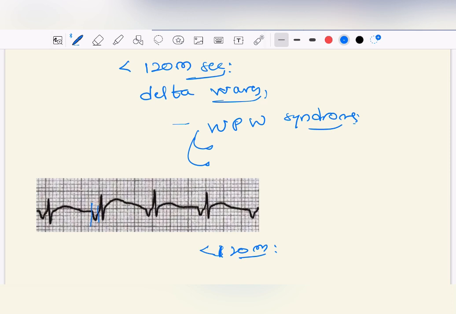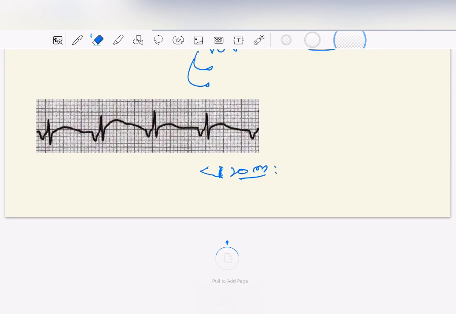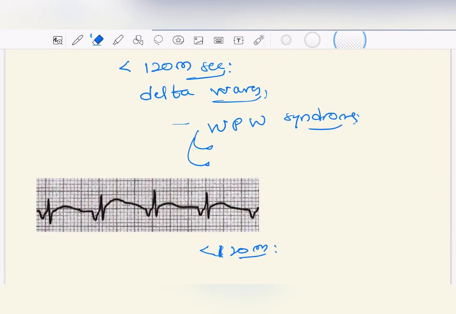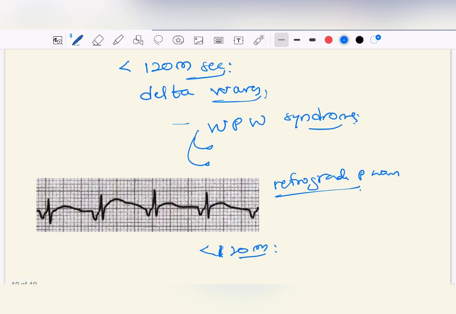But what happened here? The P waves are retrograde P waves. So these are retrograde P waves, or inverted P waves. So when there is a short PR interval and retrograde P waves, you have to think in terms of junctional rhythm.